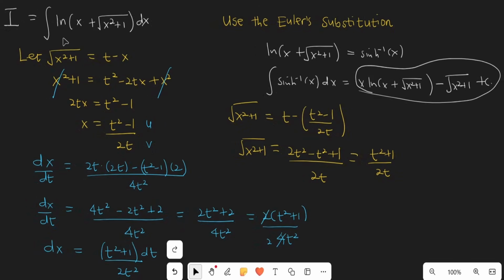If you don't know that this one is the inverse hyperbolic sine of x, then you may have to use the Euler substitution to solve this one nicely. So that is the method that I wanted to show you.